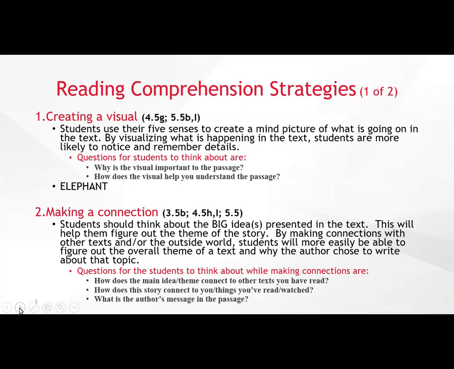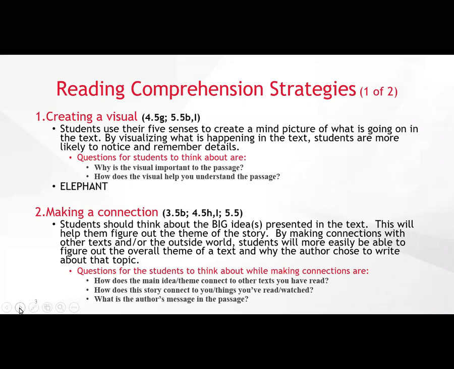Number 2 is making connections. We want our students to think about the big idea. How is this presented in the text? We want them to be able to connect to the story, to connect to other texts that they've read, and to connect to the things that are happening in the world, something that they've seen, something that they've heard.